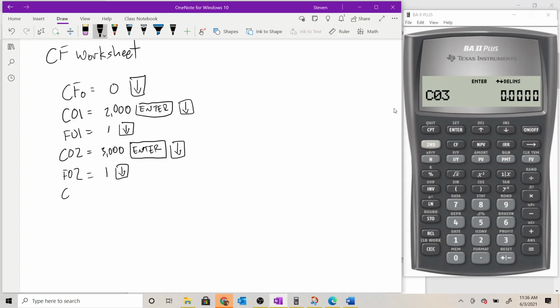which comes up as C03, or cash flow 3. In our case, the third cash flow is a cash inflow of $3,500. So we'll type that in and then press enter to store it.